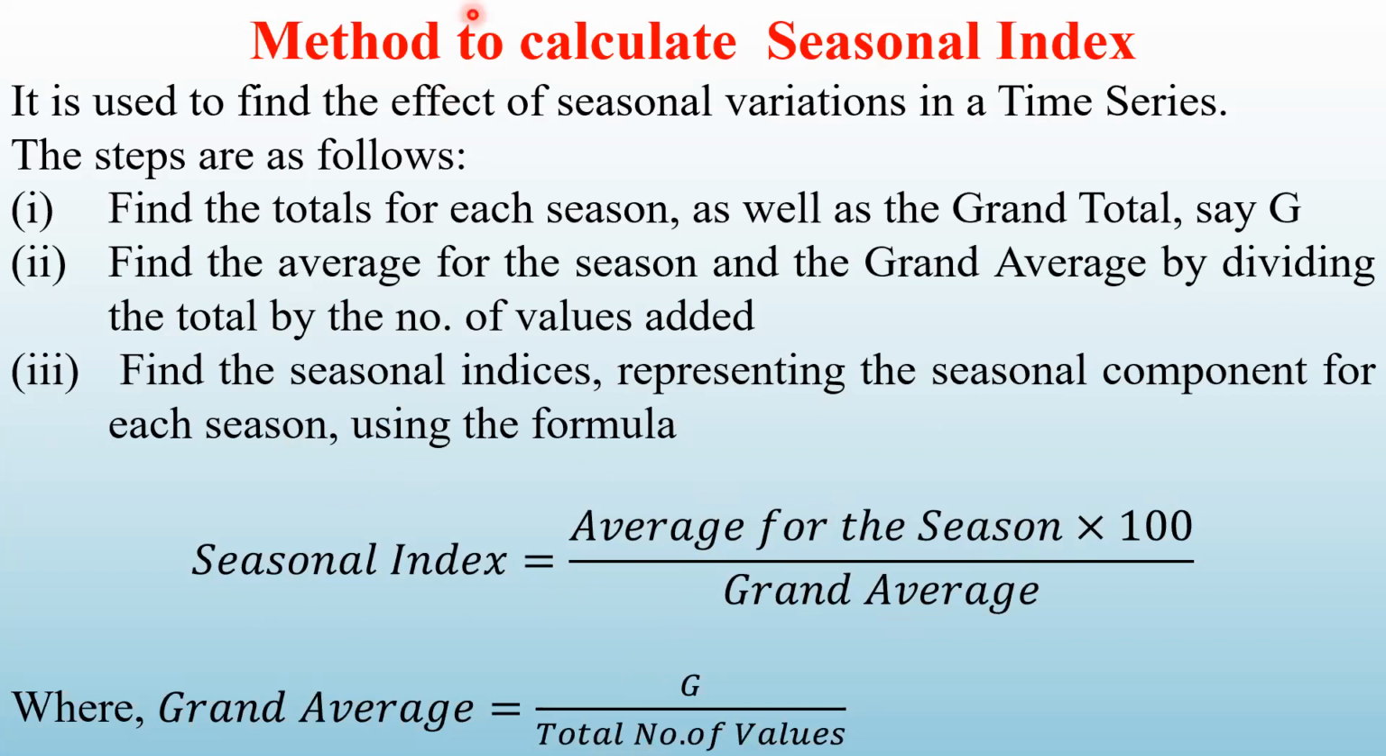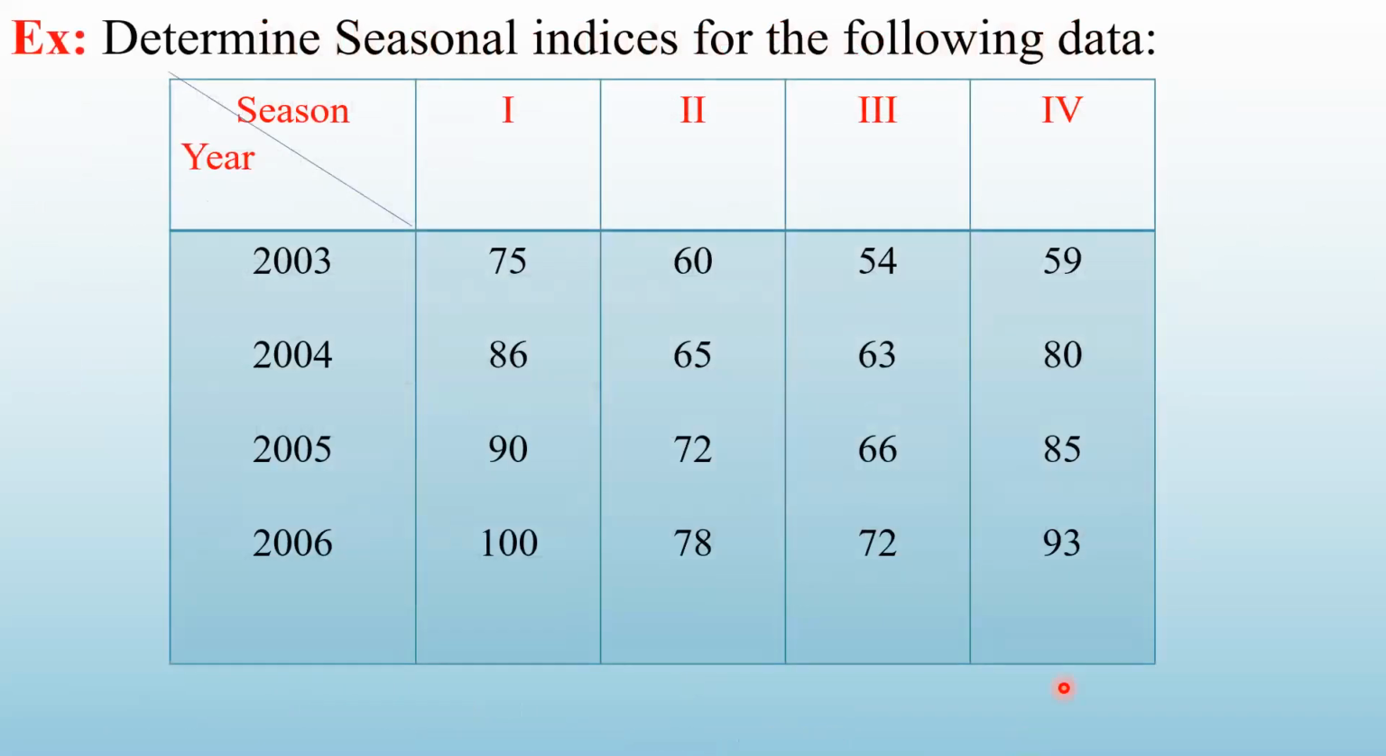Let us take one problem to illustrate this. Determine seasonal indices for the following data. You are given a time series here. The years are 2003, 4, 5, 6, but each year is divided into 4 seasons. So these are the seasons 1, 2, 3, 4. You may call them quarters. So the whole year is divided into 4 seasons or 4 quarters.